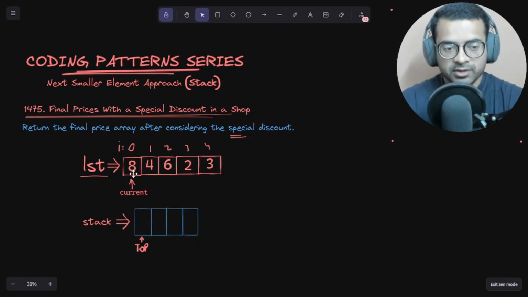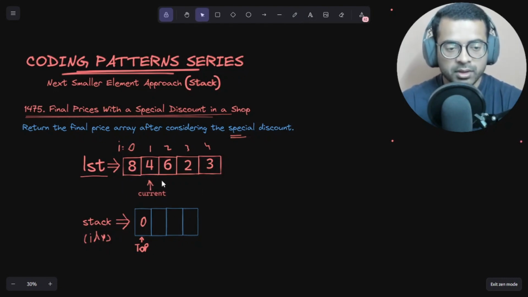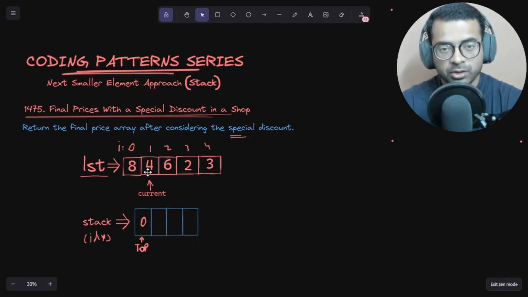Here we have this 8. Right now the stack is empty, so we are simply going to add this 0 here. Remember, this stack is basically for indices, so this 0 is the index of 8, the current element at the moment. Then we are going to move our current element forward, and here the current element is pointing towards 4. Now we are going to check whether the stack is empty or not. No, the stack is not empty.